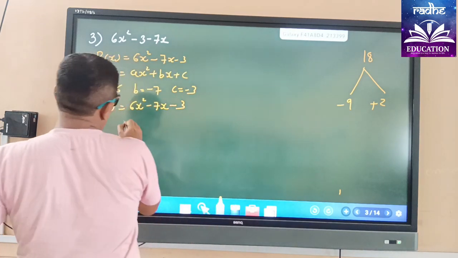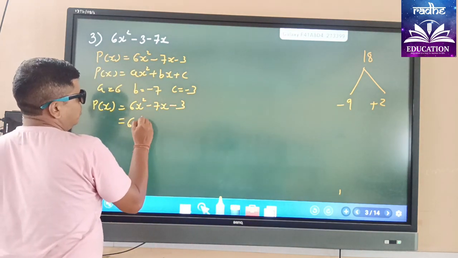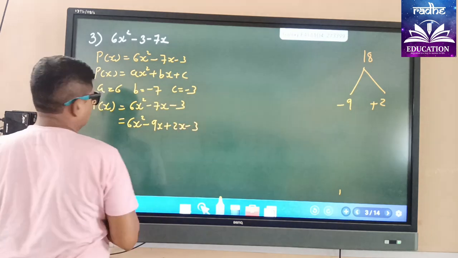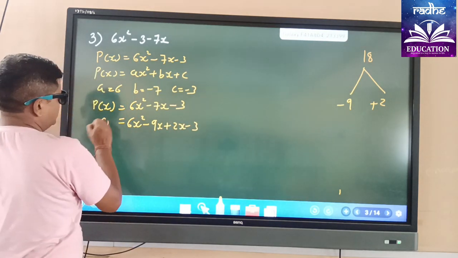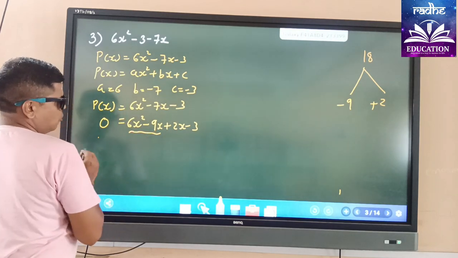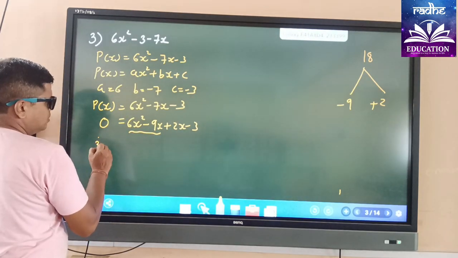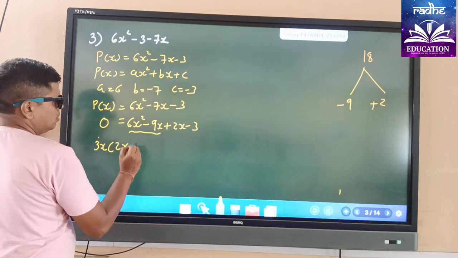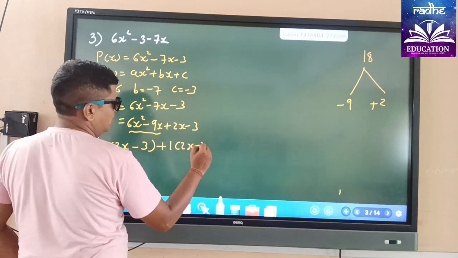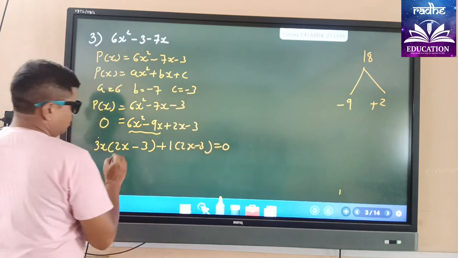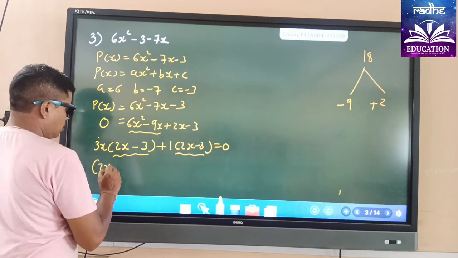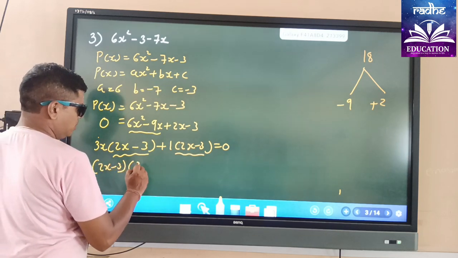Now the same thing we will apply here: 6x² − 9x + 2x − 3. Sorry, this is P(x) equals 0. So what is common here? 3x is common in the first two terms, and 1 is common in the other two. So we have 2x − 3, and the other factor is 3x + 1.